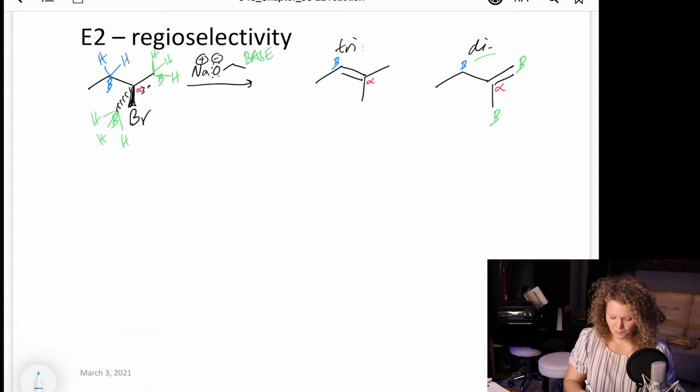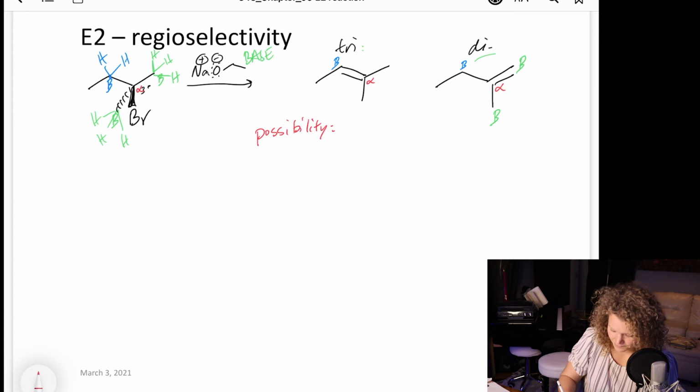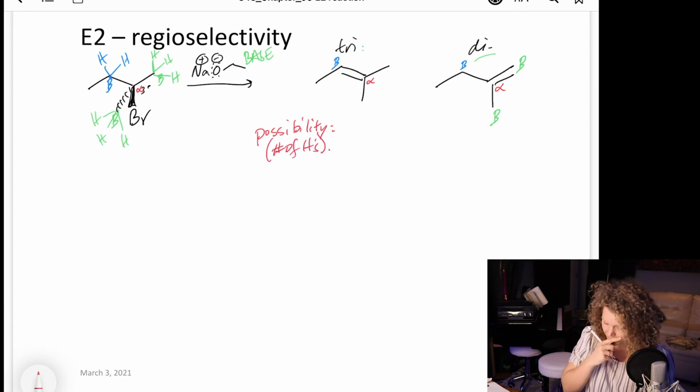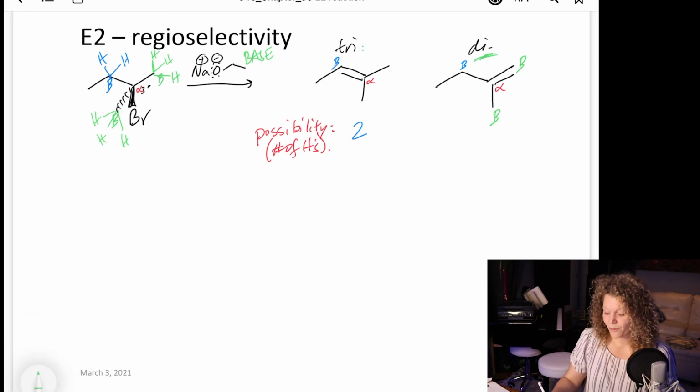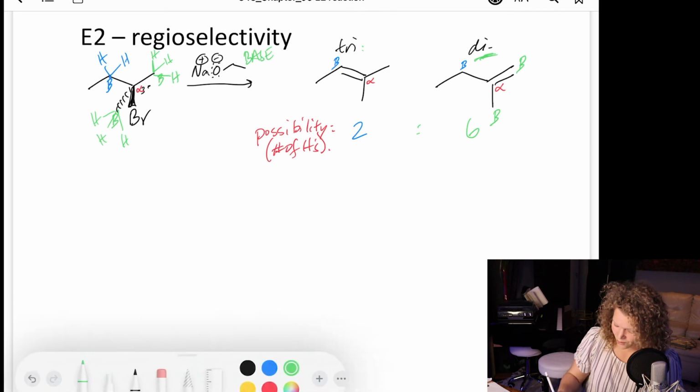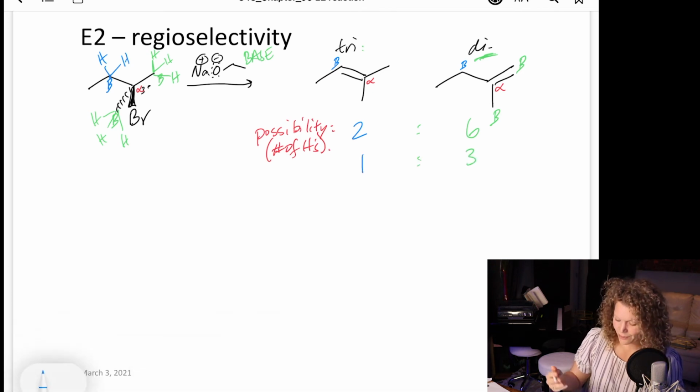There's just 2. So if we were just to think about the possibility, just the statistical mixture that we would assume, just the number of H's. To get the tri-substituted one, we would have to lose a proton, a blue proton, one on the blue beta carbon there. So we only have 2 protons here. And for the di-substituted alkene, it came from one of our green beta carbons. There's a total of 6 protons there. So we have about a 1-to-3 ratio. So if we were to run this reaction, we would expect around 25% of our tri-substituted alkene and a whole lot of our di-substituted, about 75%.